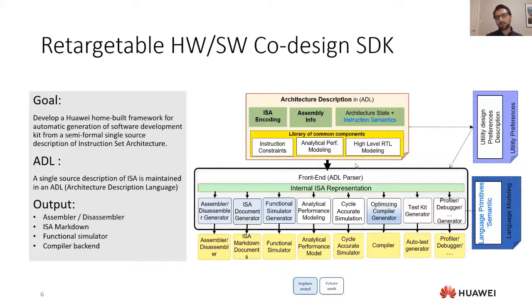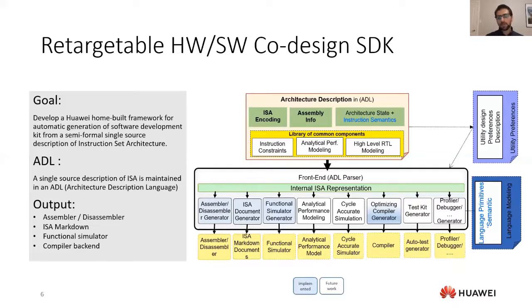This can then be used so first a parser will use this description and generate an internal IR. This IR is then used by various tools that have been developed to process this kind of IR to generate assembler, disassembler, ISA markdown documents, functional simulator, analytical performance model, cycle accurate simulator, compiler, auto test generator, and profiler debugger.